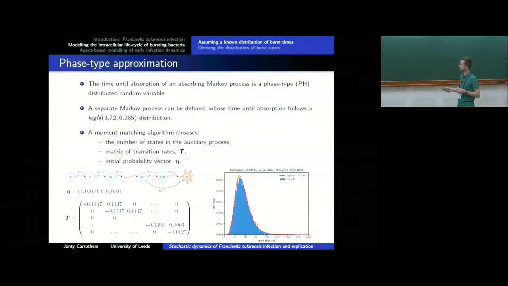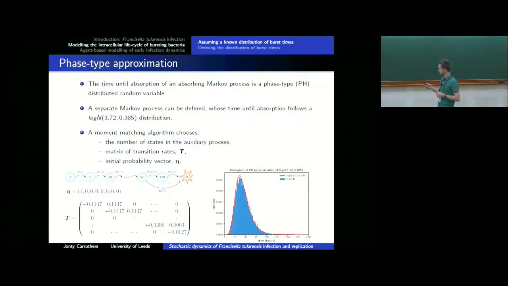So they consider these slightly simpler structures just so we reduce the number of parameters. But yeah, this R package picks everything for us. So we've picked the 8 states. It will pick our generator matrix, and it will also tell us our initial probability vector. And so if we sample from this phase type distribution, or the approximation, you can see that it compares well to the log normal distribution that we're using.